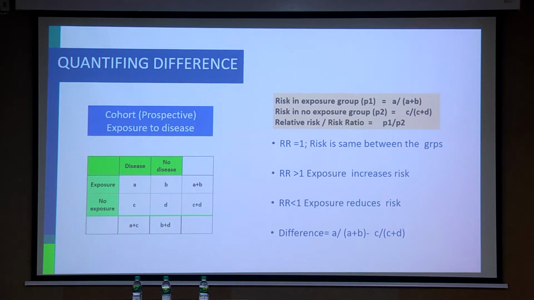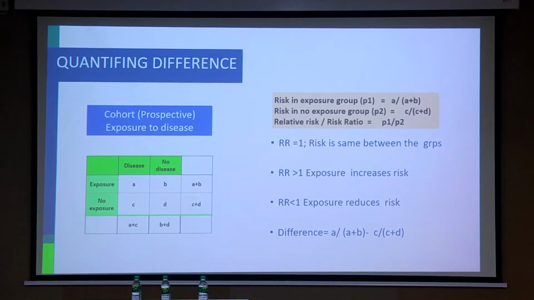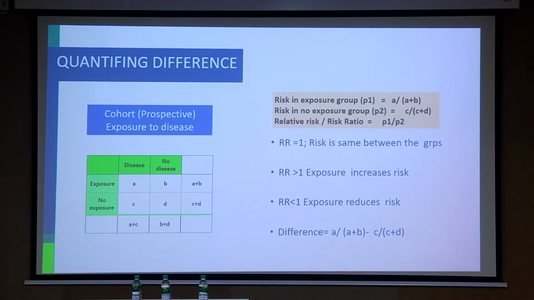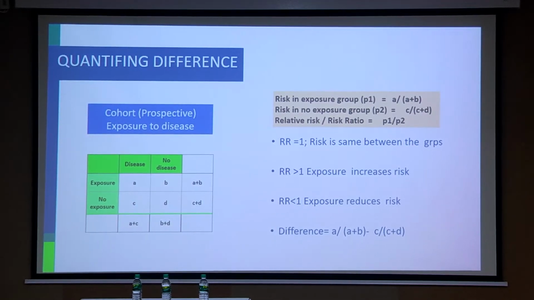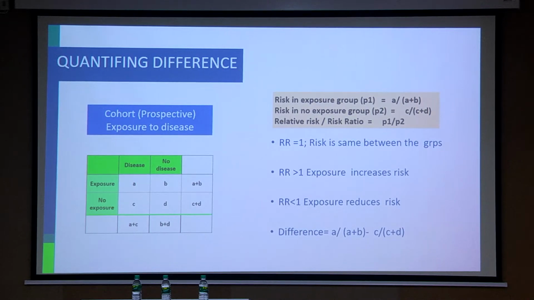The relative risk always ranges between 0 to infinity. If the relative risk is equal to 1, the risk is the same between the exposure group and the control group. If the relative risk is more than 1, the exposure increases the risk, that is, smoking will increase the risk. If the relative risk is less than 1, the exposure reduces the risk.